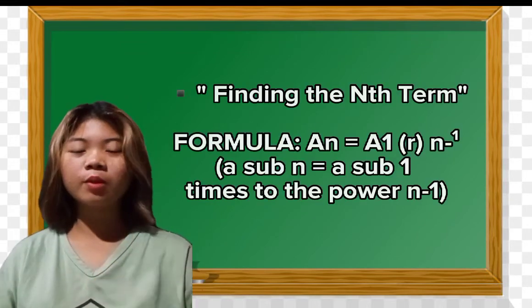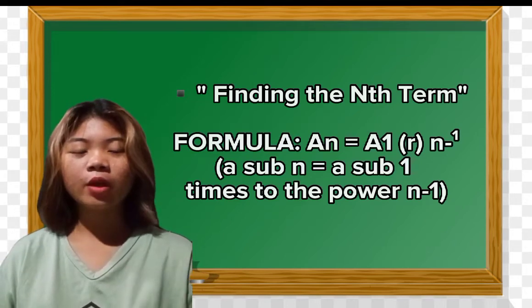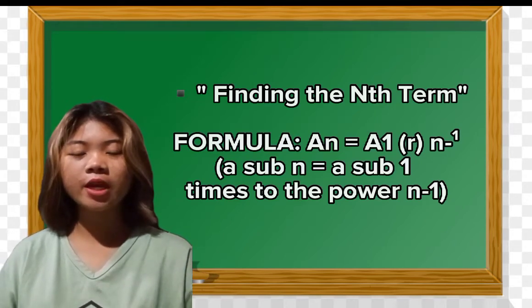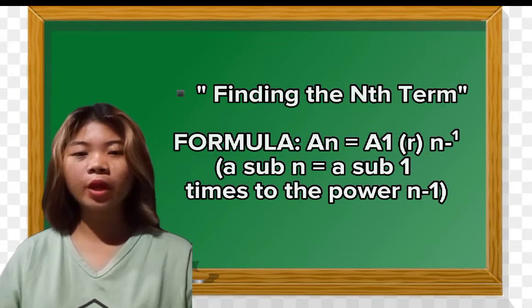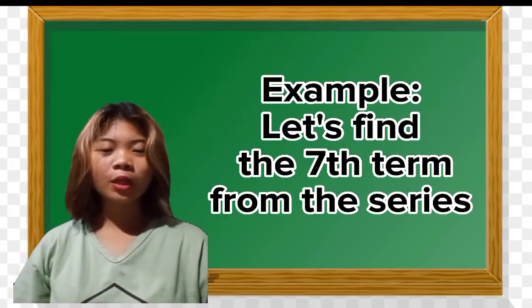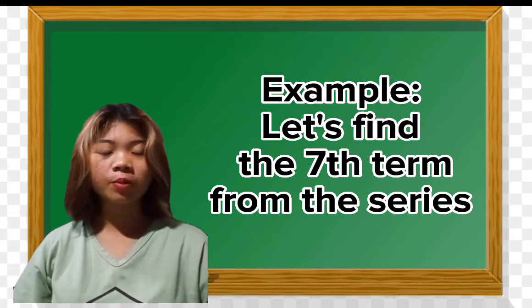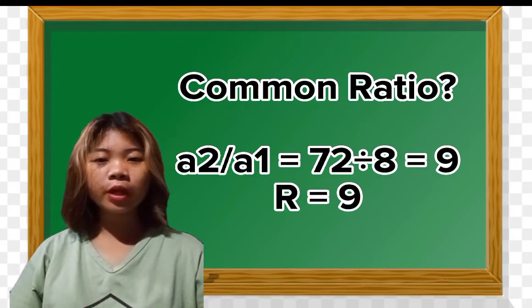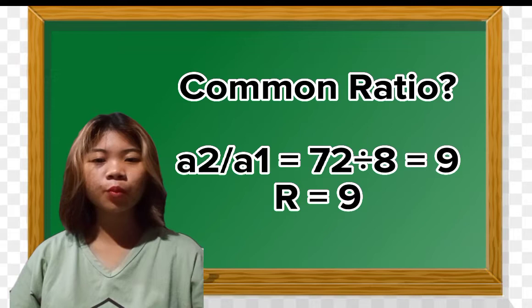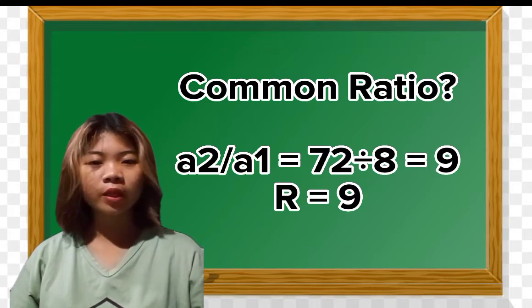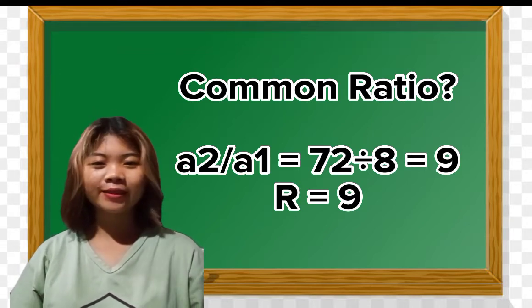52,488. Our first problem is to find the nth term, and we have a formula here, which is a sub n equals a sub 1 times r to the power of n minus 1. For example, let's find the seventh term from the series. In proceeding to our nth term, first we need to find our common ratio, which is a sub 2 divided by a sub 1, or 72 divided by 8 equals 9.